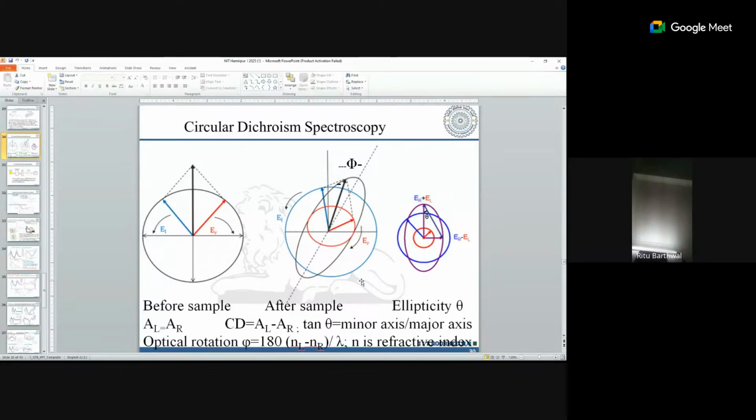Third thing is it has resulted into ellipticity, which is actually minor axis by major axis. Also, the refractive index of left light and right light are not the same. So there are four phenomena that occur. They are all interconnected.